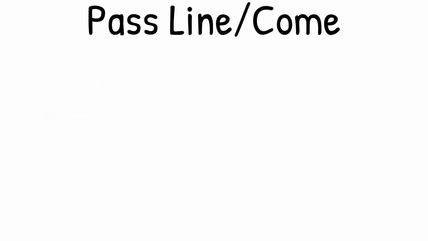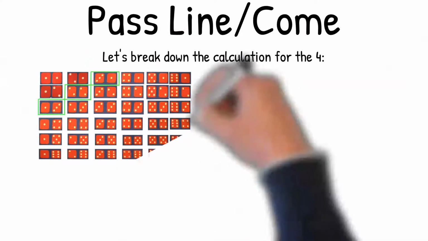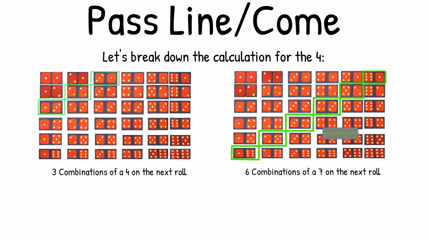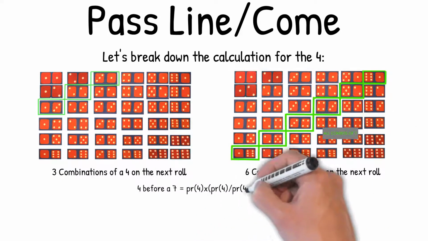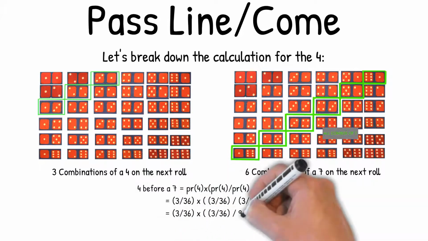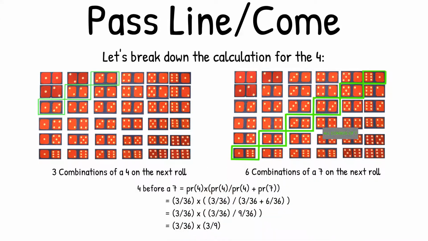Let's break down the calculation for the 4. 3 combinations of a 4 on the next roll. 6 combinations of a 7 on the next roll. 4 before a 7 equals the probability of 4 times the probability of 4 over the probability of 4 plus the probability of 7, equals 3 out of 36 times 3 out of 36 over 3 out of 36 plus 6 out of 36, equals 3 out of 36 times 3 over 36 over 9 over 36, equals 3 over 36 times 3 over 9.